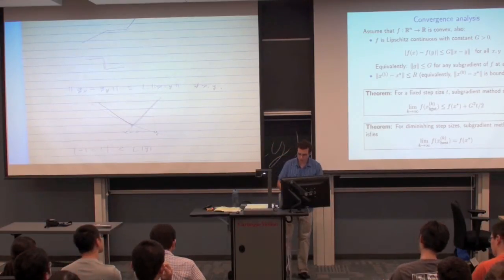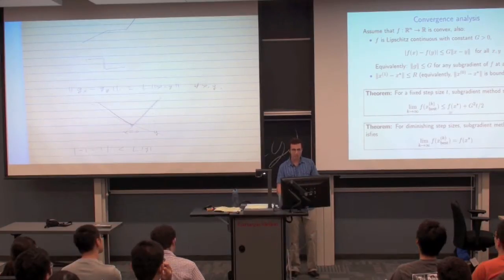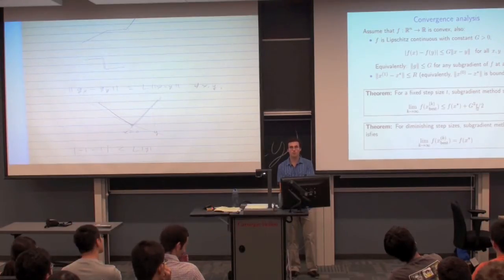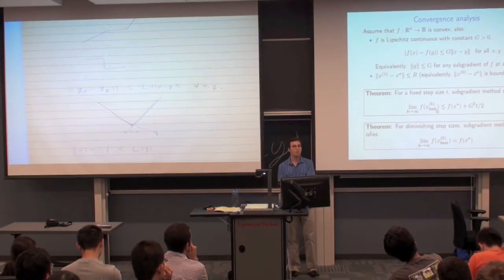For a fixed step size, the subgradient method doesn't even necessarily converge to the optimum. It gets within g squared times t over 2 of the optimum, where t is the step size. So if I run it forever and ever, we're guaranteed that it gets no more than g squared times t over 2 away from the best, but it might not get the best. That's not a convergence result in terms of converging to the minimum, but it's something.